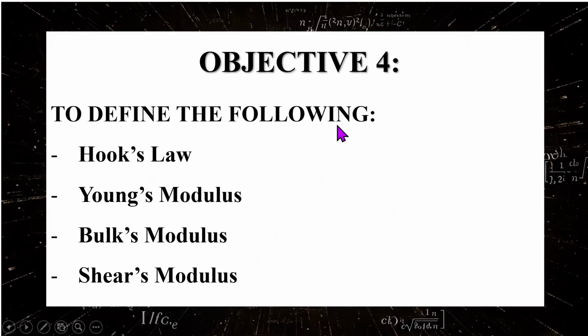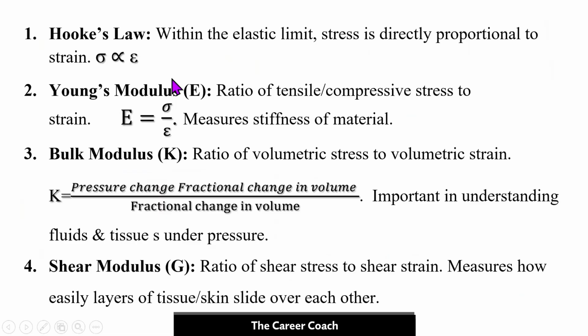Objective 4, we want to define the following: Hooke's law, Young modulus, bulk modulus, and shear modulus. Hooke's law: within the elastic limit, stress is directly proportional to strain. This is indicated by this formula. 2. Young modulus. Ratio of tensile or compressive stress to strain. Stress to strain is Young modulus.